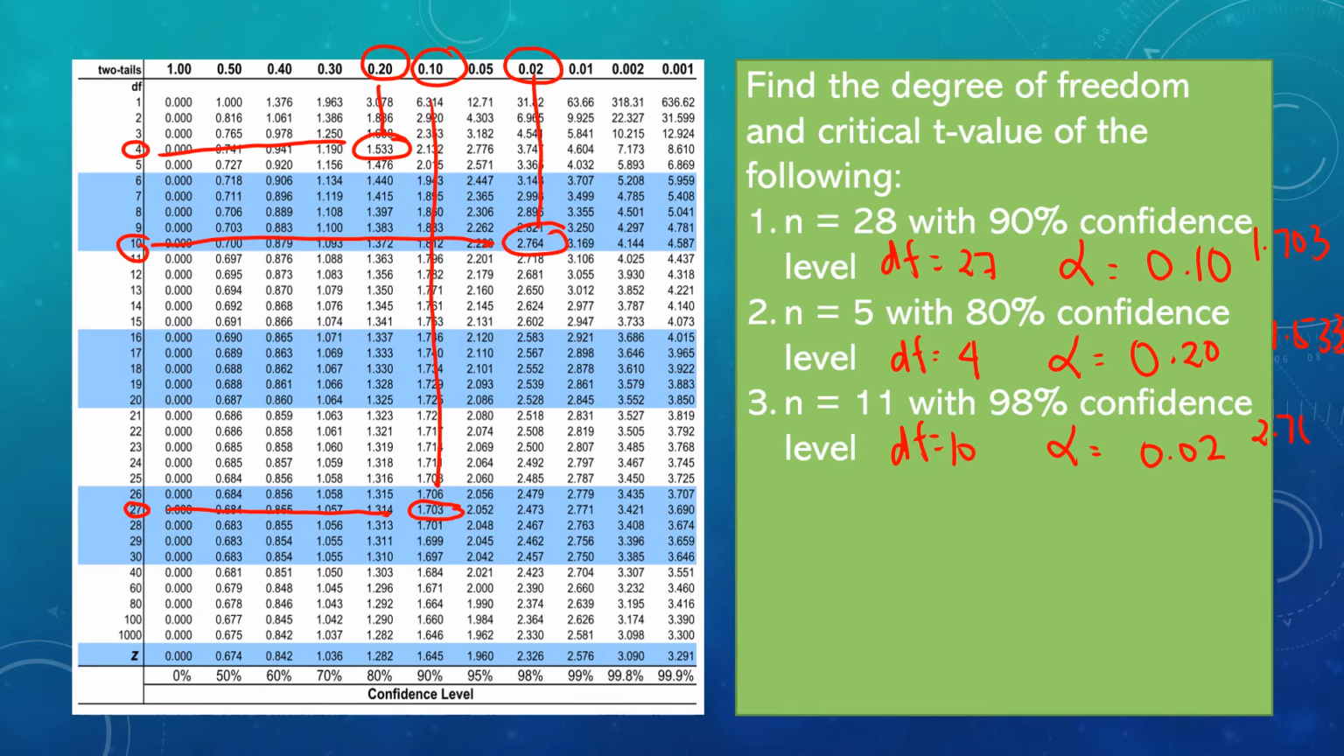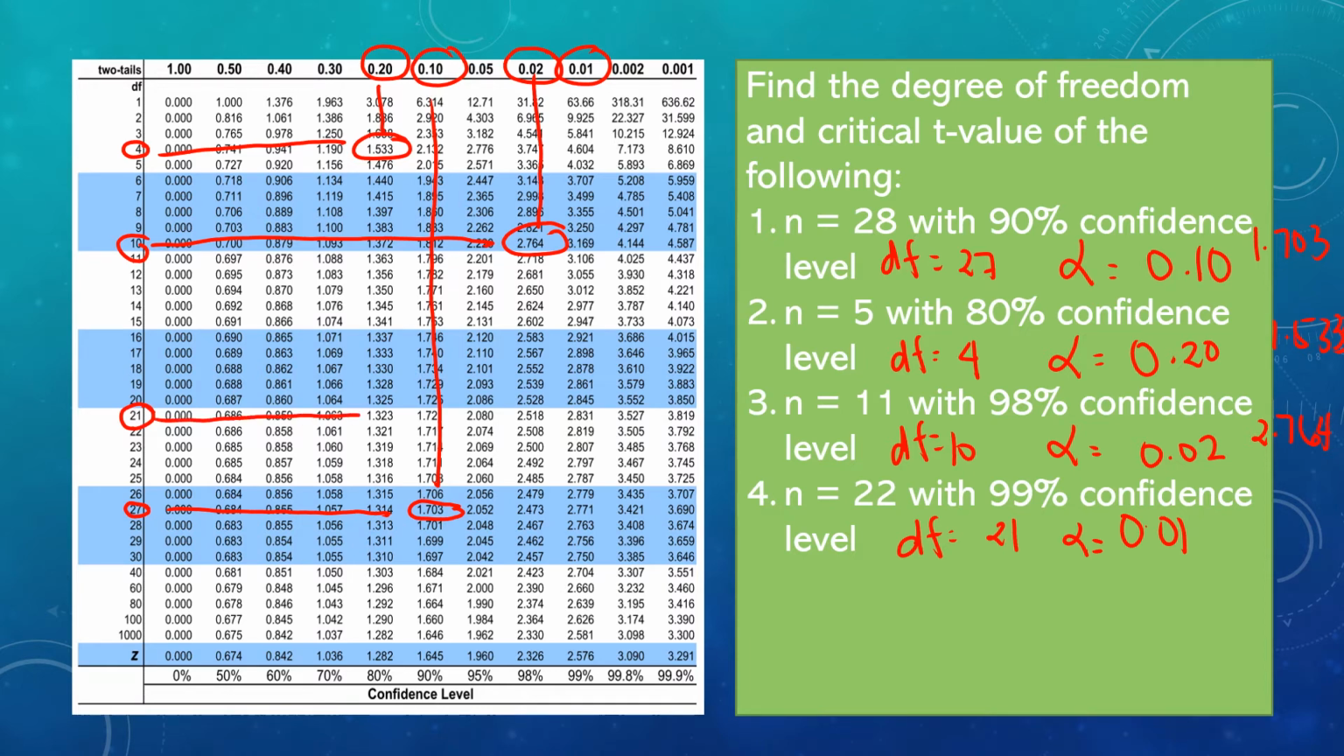So we have 2.764. Now, let's proceed with the number 4 example. n equals 22 with 99% confidence level. So we have df. You already know the df. That's only subtracting 1 from n, which is 21. For your alpha, you will subtract 99% from 100%. That is 1%. Converting that to decimal, it will be 0.01. So let's now write 0.01. Let's now take a look at the t-distribution table, 0.01, and then df, which is equal to 21. So therefore, we're going to have 2.831. Now, let's proceed with the number 5 example.